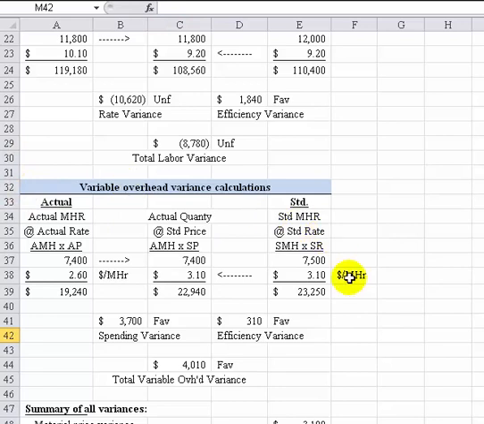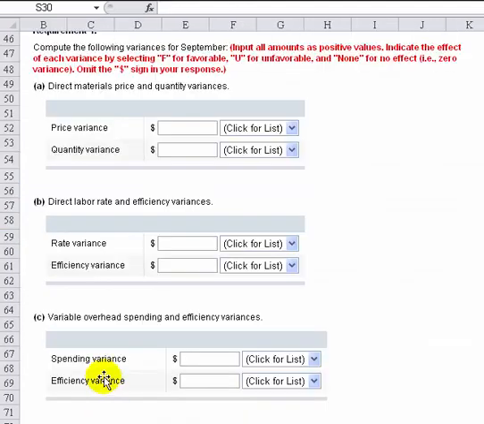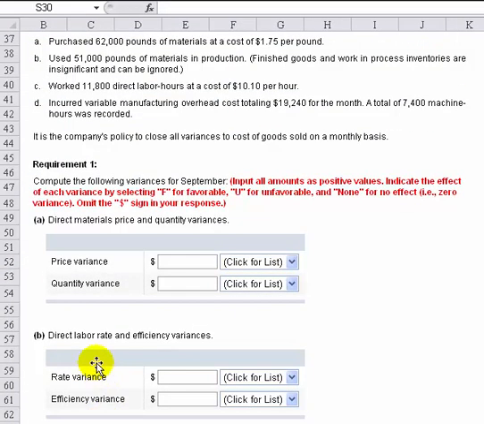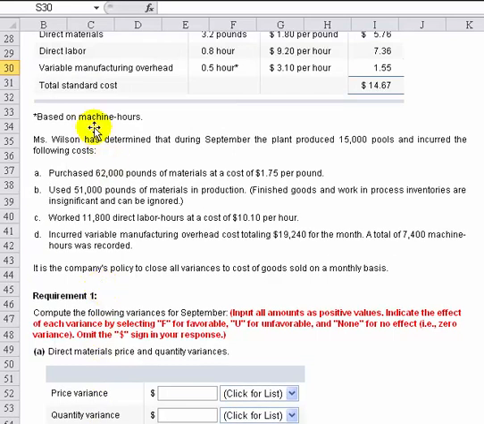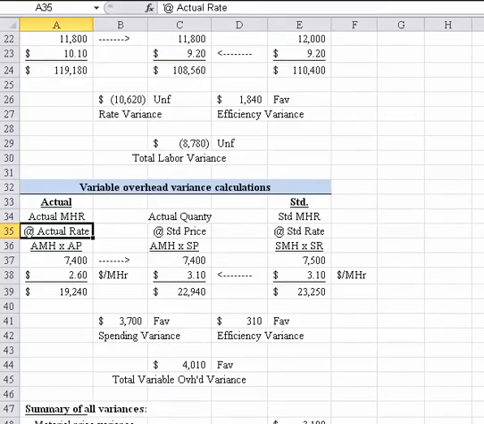We'll focus right in this area in here. Again, actual on the left, standard on the right. So this time we're going to use the actual machine hours times the actual rate. And the reason we're using machine hours, they told us in the problem, let me slide up, somewhere here, based on machine hours. So variable manufacturing is 0.5 of machine hour. So let's see how we come up with this.